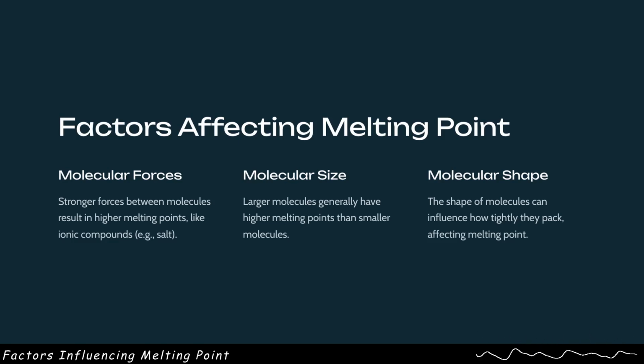Let me break this down with a fun analogy. Imagine you're at a crowded concert. Small people can move through the crowd easily. That's like small molecules with low melting points. But if you've got a group of tall, bulky football players trying to move through, that's like large molecules. They need more energy to get moving. Then you've got people holding hands in the crowd. That's like hydrogen bonding or other intermolecular forces. The more people holding hands, the harder it is for anyone to move around. Same with molecules.